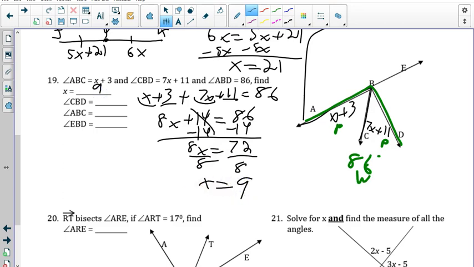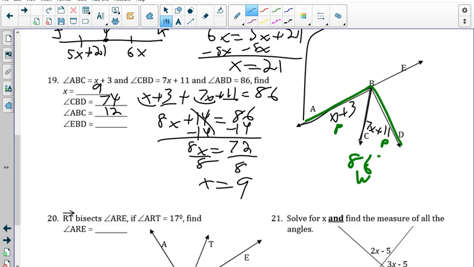Now let's plug it in. CBD. 7x plus 11. So 7 times 9 is 63. Plus 11 is 74. ABC is x plus 3. 9 plus 3 is 12. Now I know the drawing makes it look like they're pretty close, but it's not true. But if you add 74 and 12, what do you get? 86. So it works out right.